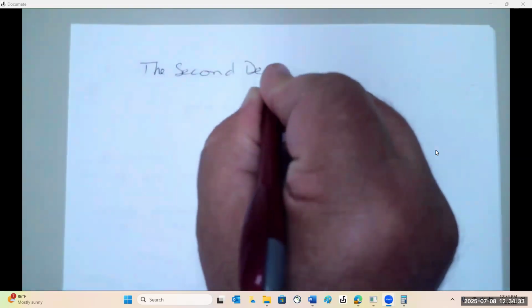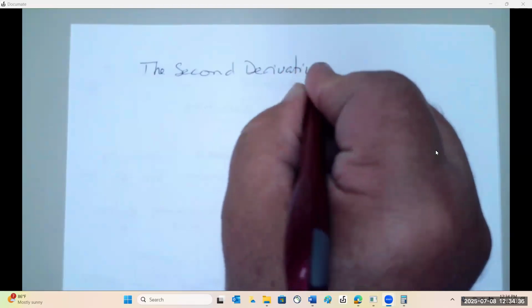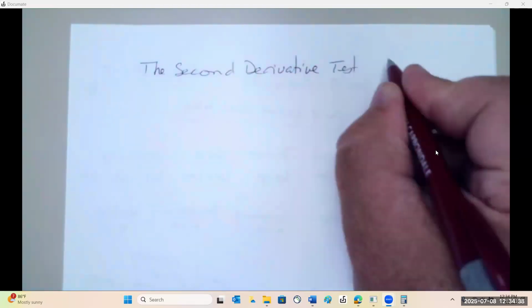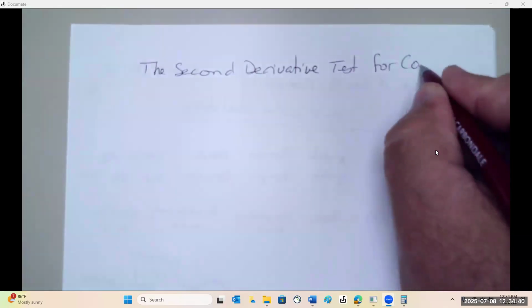To determine concavity of a graph, we use the second derivative test for concavity.